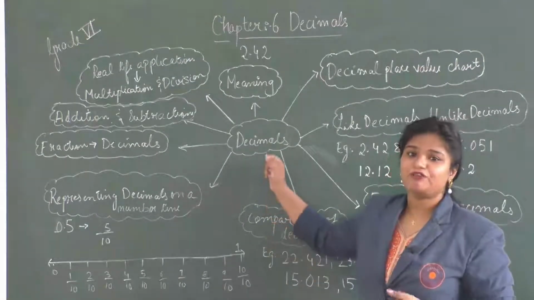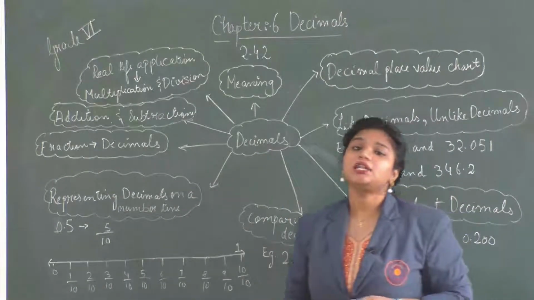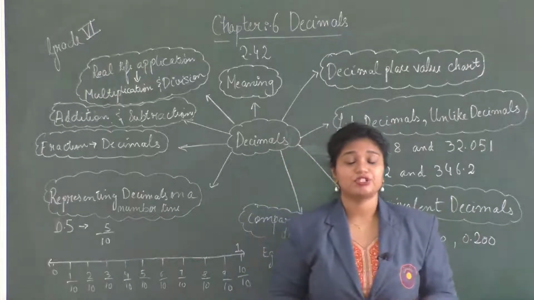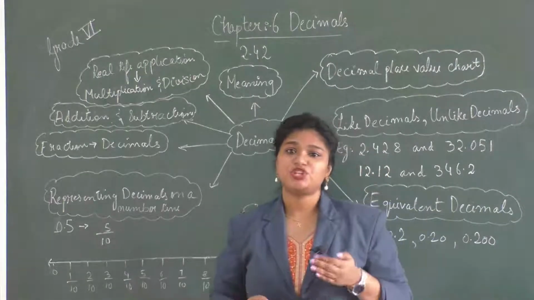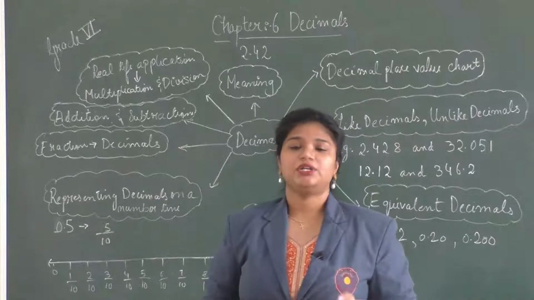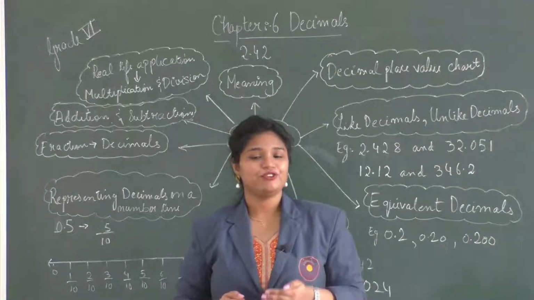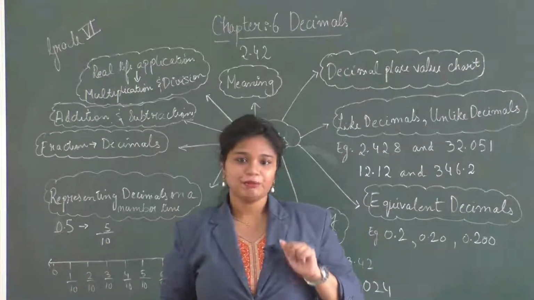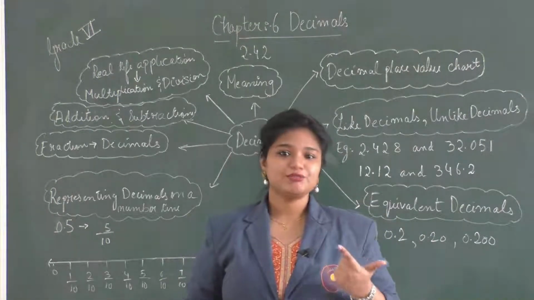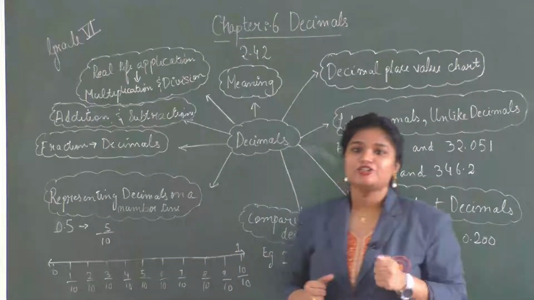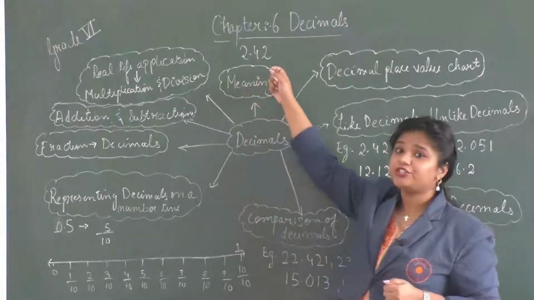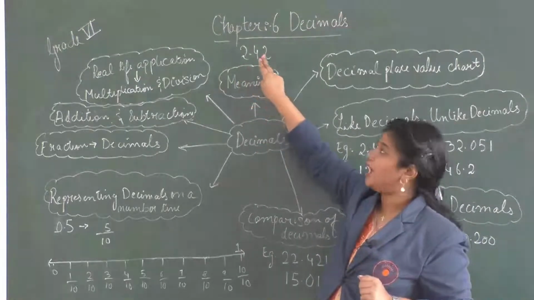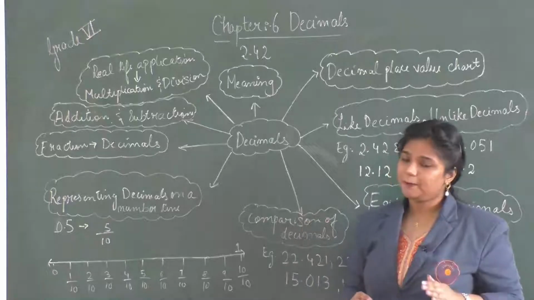So this is the mind map of the chapter decimals. We started the chapter by learning about the term decimals or decimal fractions. We learned that the fractions which have the denominator 10, 100, 1000 are known as decimal fractions. We learned that a decimal number is made up of 3 parts: the whole number part, the decimal point and the decimal part. So here we have a number 2.42. 2 is the whole number, here is the decimal point, and 42 is the decimal part.